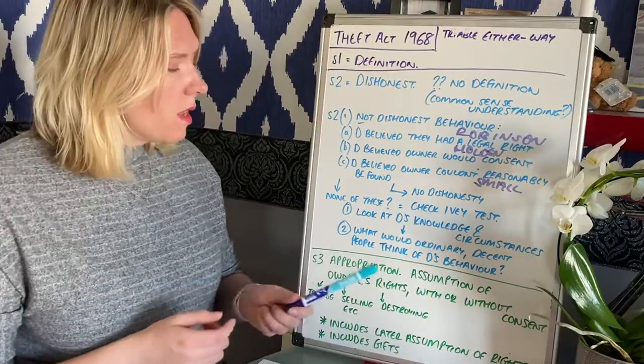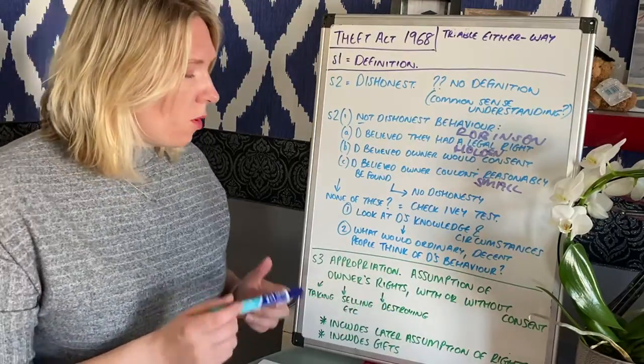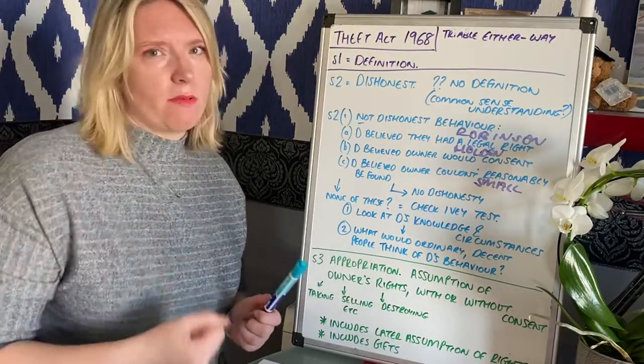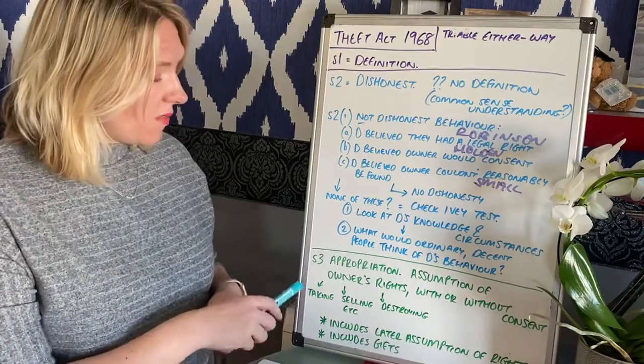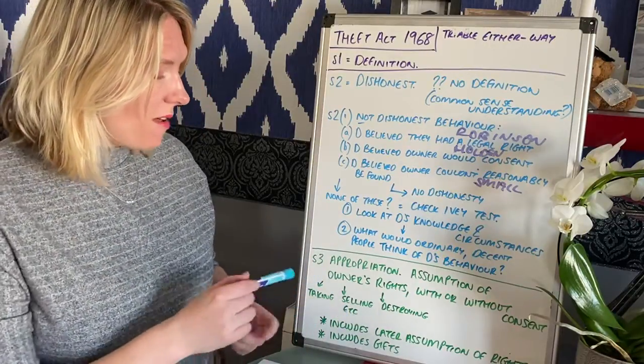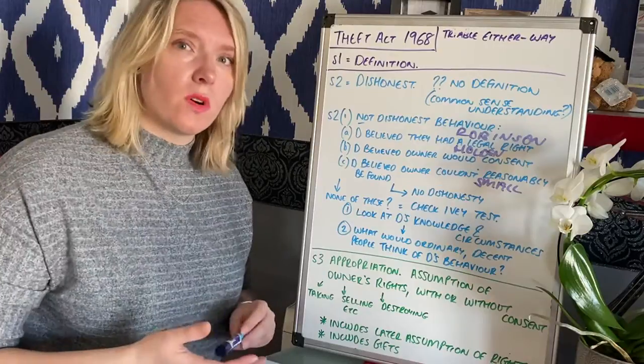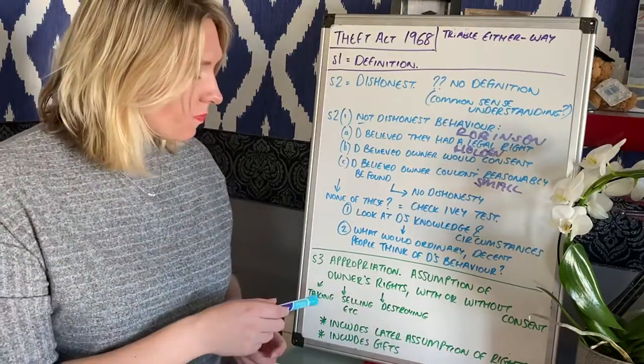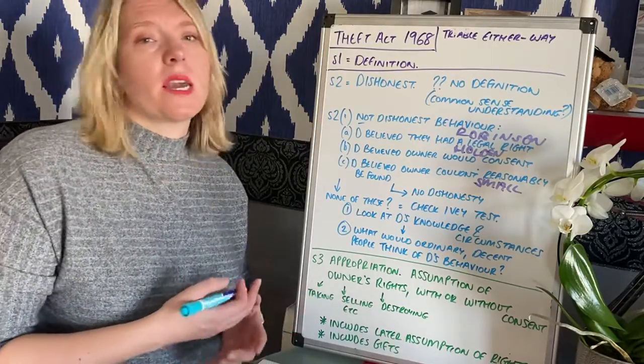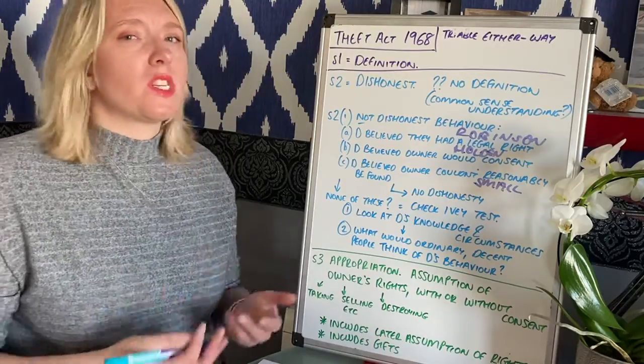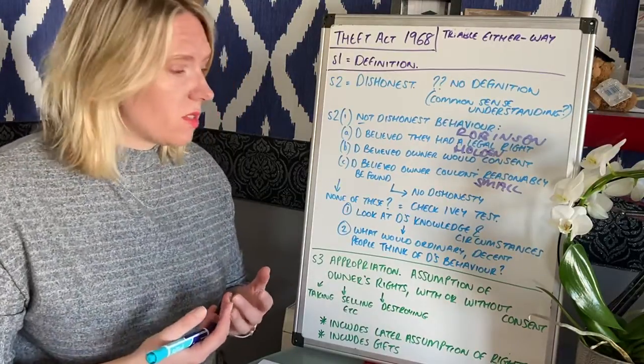It's the assumption of the owner's rights with or without consent. So I've just given some little examples there of things that could be an assumption of the owner's rights. It's not just taking. It could be selling something. It could be destroying something. It could be switching the price tags, as we saw in R versus Morris, for example.